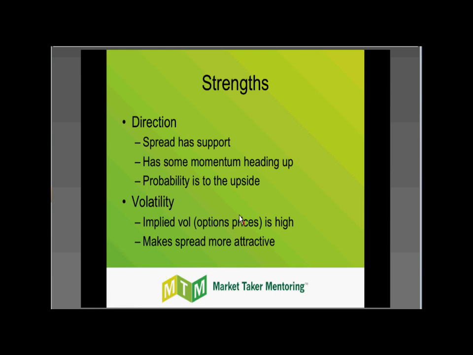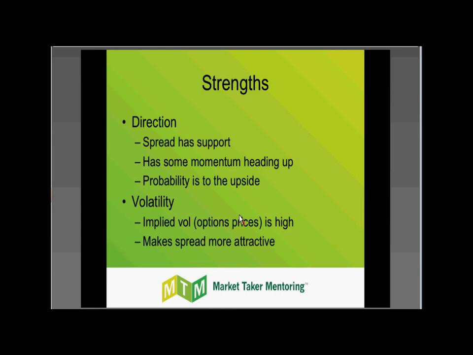So the strengths of this spread are this. We've got direction in our favor. The spread has some support. It has some momentum heading up, especially when stocks go down and bounce off support and start heading up again. Oh, man, that's what we like to see. The probability of future directional movement is to the upside. Now, again, I speak in terms of probability. You can't predict with certainty anything. But the probability is to the upside. That makes this a statistically advantageous trade with what I call edge.